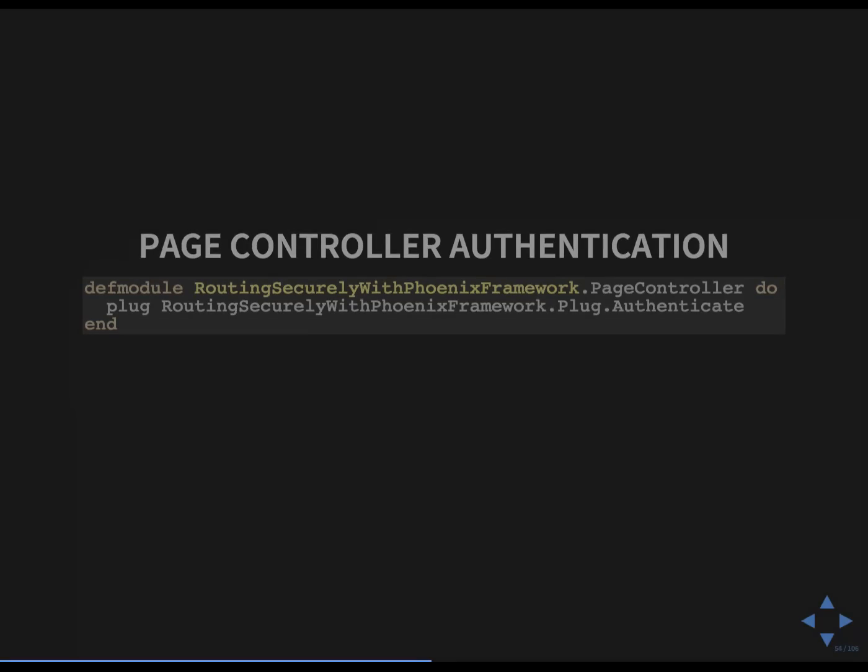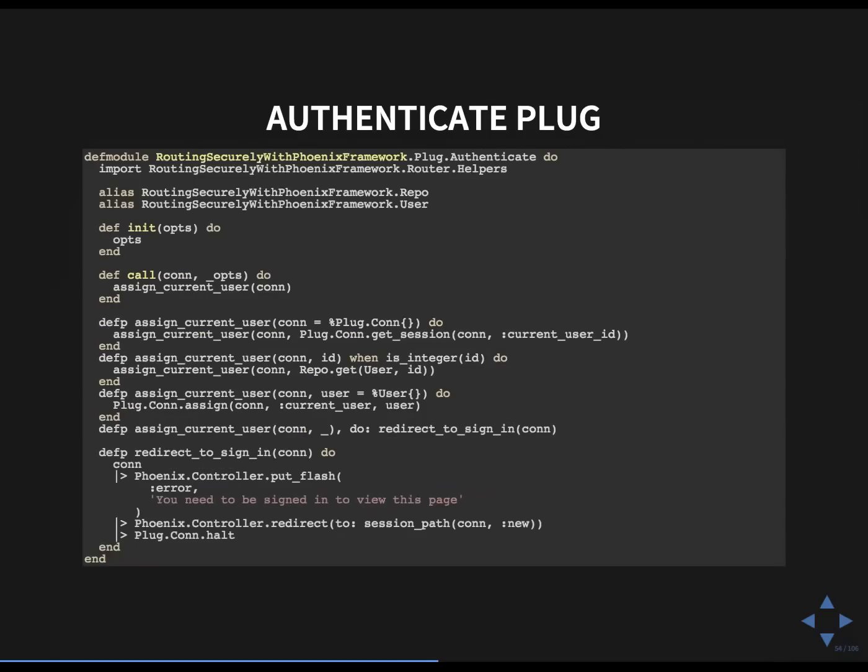So plugs can either be individual functions or modules. Modules have the benefit of allowing options to be passed. So the interface for module plugs is they have init, which takes one argument, and they have call, which takes the plug connection structure and the options that were passed to init. So init can be there if they want to modify the options or change behavior based on that. Yes, defp is private define.